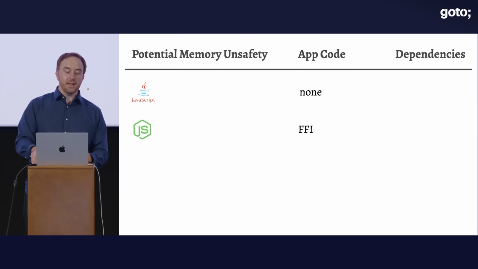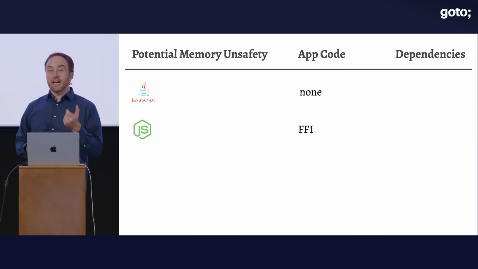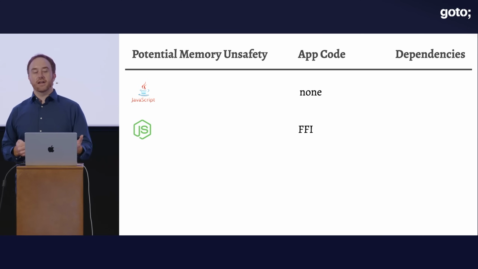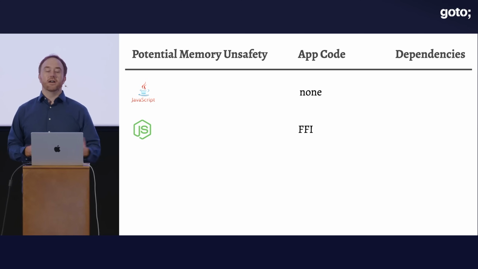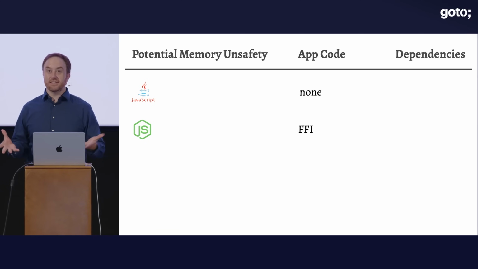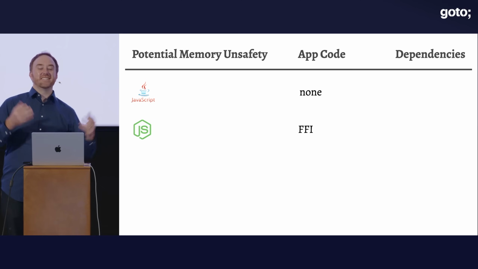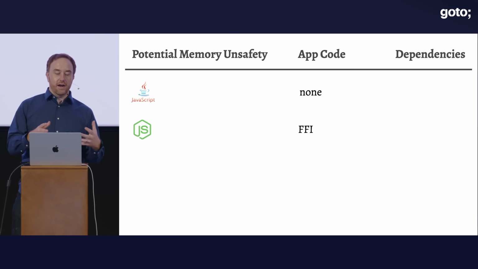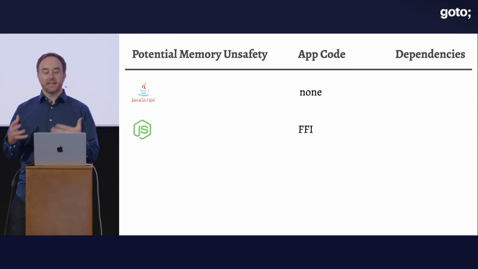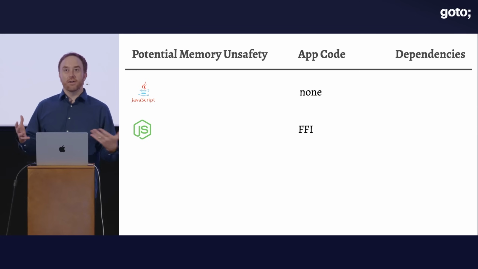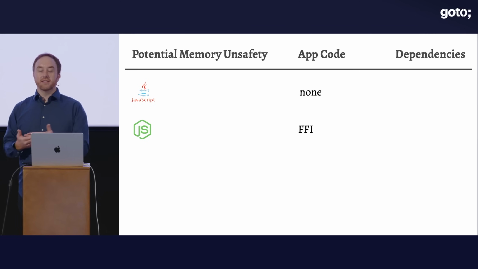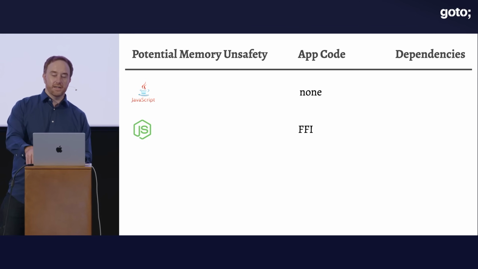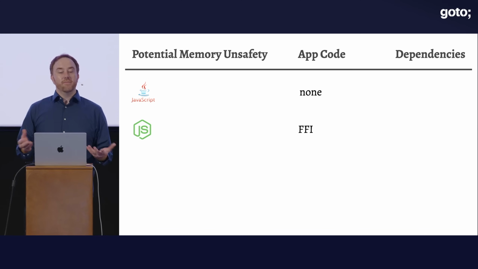Now, in contrast, Node.js introduced FFI, which is a foreign function interface. So in Node.js, you can actually call C, which you could not do in the browser JavaScript. And this is a source of memory unsafety, because as we've seen, C is full of memory unsafety. So if you're writing your Node.js code and you use that FFI, like you bring in some C code, like a C library, now you have the potential for memory unsafety in your Node.js app. And this is not a possibility in the old browser-based JavaScript. But what about your dependencies?